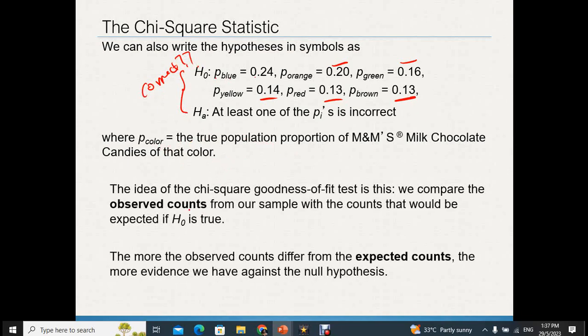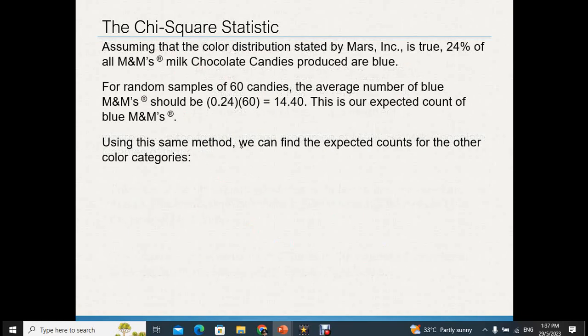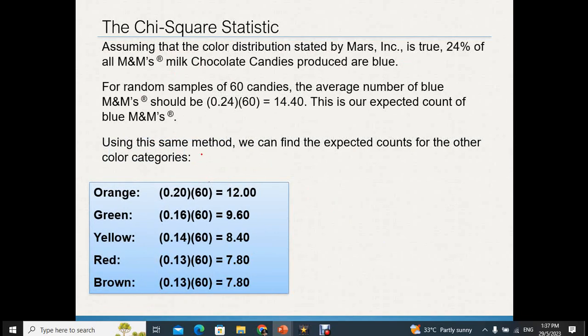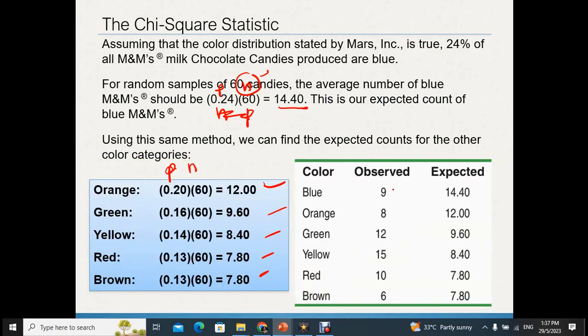Okay, we compare the observed count and also the expected count. So what we do here, we need to calculate the average number of blue, which is N times P. So your N is 60, the total is 60, and your population proportion of blue is 0.24. So you get 14.4. Okay, this is your expected count of blue. So we calculate the others. Orange is 0.2 times N, P times N. We get 12, 9.6, 8.4 and the rest. Okay, these are your observations: 9, 8, 12, 15, 10 and 6. But your expected calculation from here is 14.4, 12, 9.6, 8.4 and the rest.